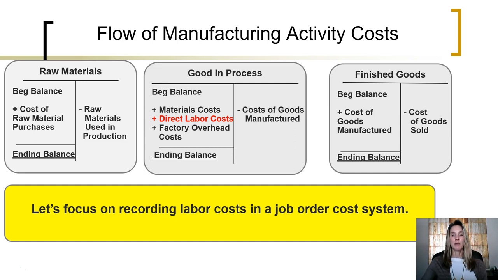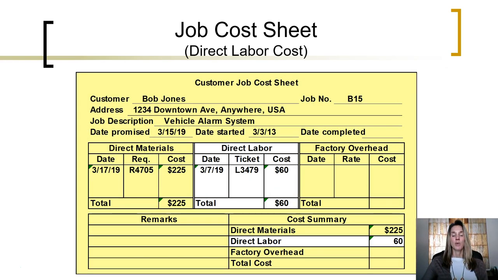When we are working with labor costs, the direct labor costs are recorded directly into goods in process. We can see that on a job cost sheet. Direct labor reflects the cost of labor that is directly working on producing the job or the inventory item. We can directly trace those costs because we know exactly how much is incurred on each inventory job.